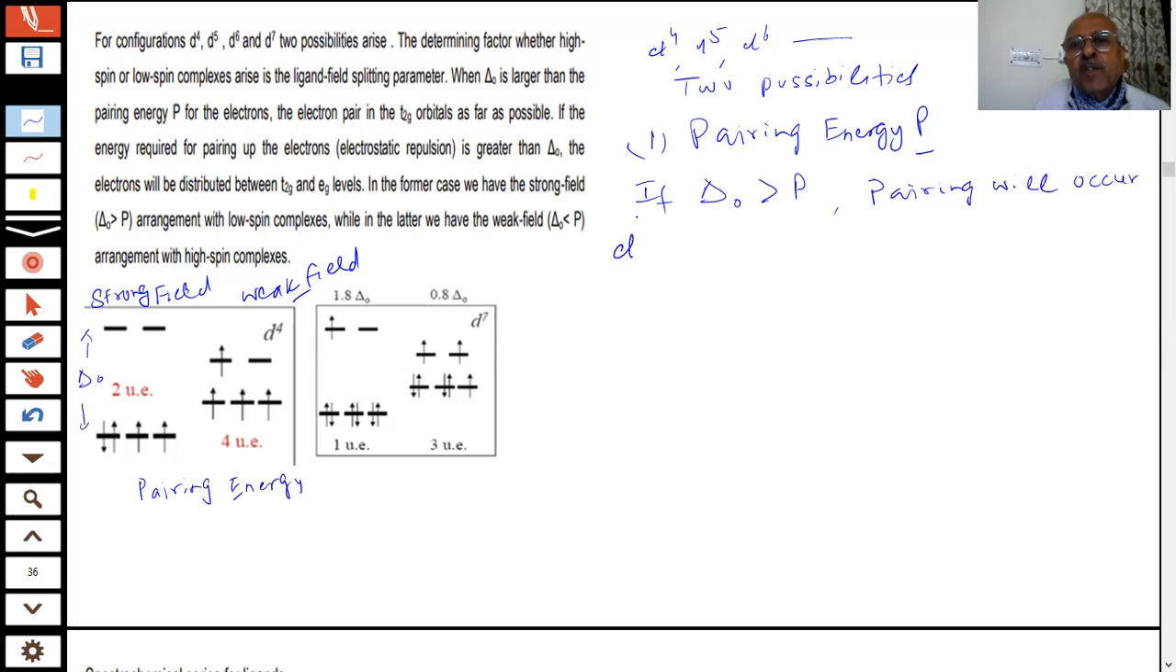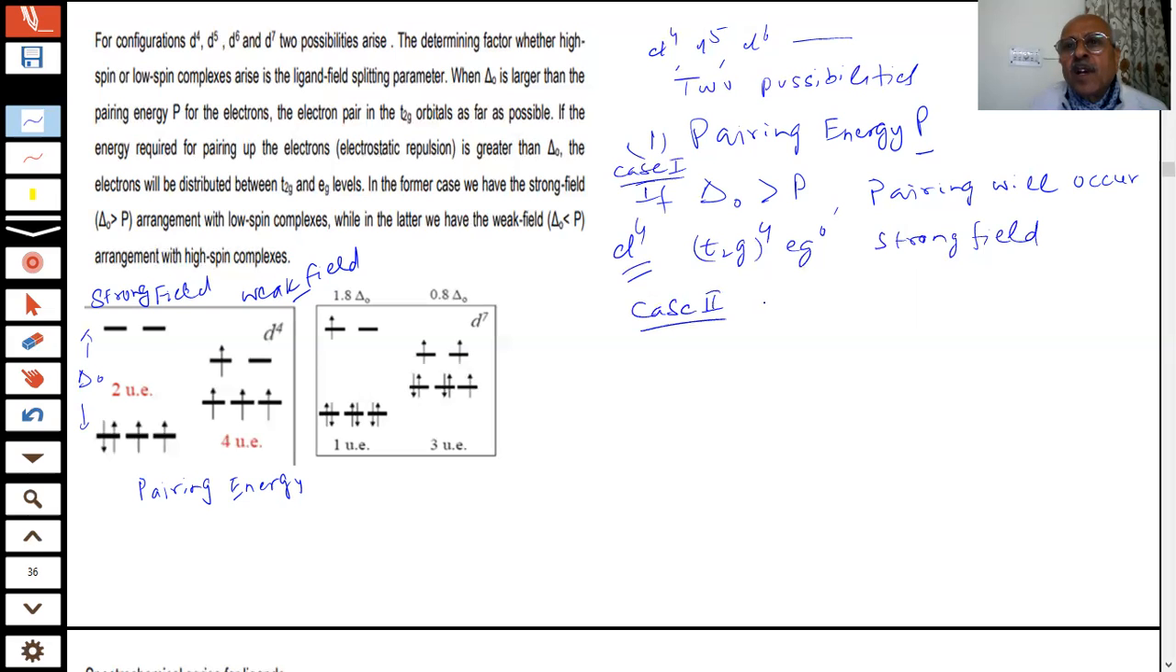Therefore, in the strong field, if I have a d4 count, there is no electron in the eg. The configuration is t2g4 eg0 for strong field. This is case 1, when delta o is greater than pairing energy. What is pairing energy, student? The energy which is required to pair the electrons.